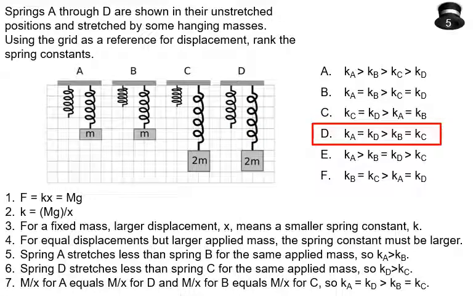So then we know that the spring constant for A equals D. We know that A is greater than B. And then finally, we can also look at the mass over the displacement for B and C, and we see that they're equal, and then you result in the answer to this question.